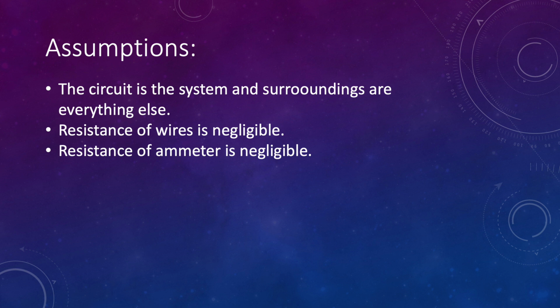Next, we have some assumptions. First, the circuit is the system and the surroundings are everything else. Second, resistance of the wire is negligible. And last, the resistance of the ammeter is negligible.